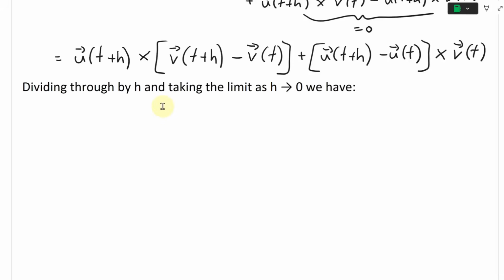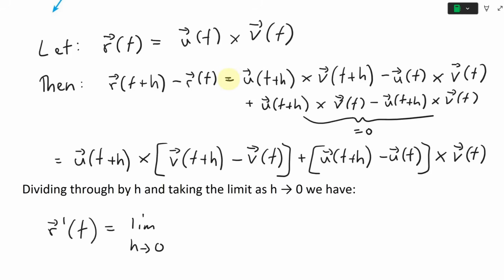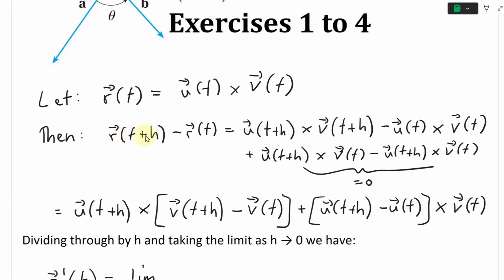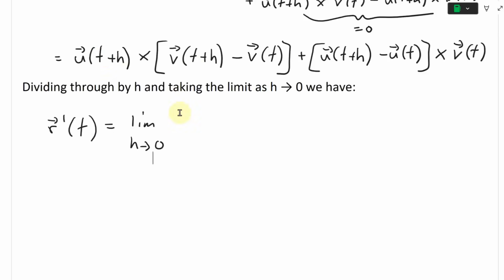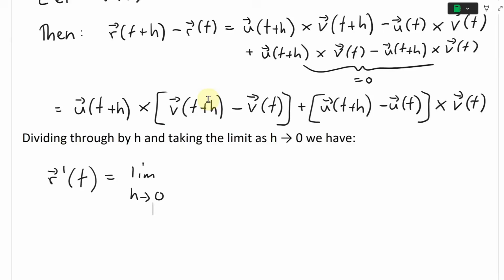So now dividing through by h and taking the limit as h approaches 0, we're just going to apply the definition of the limit, or derivative, of a vector function. So r prime of t is the vector function, the derivative or the tangent vector. This equals the limit as h approaches 0 of this difference right there. This whole thing, again, because that's just r of t plus h minus r of t. So now we're going to plug this whole thing inside, and it's pretty big.